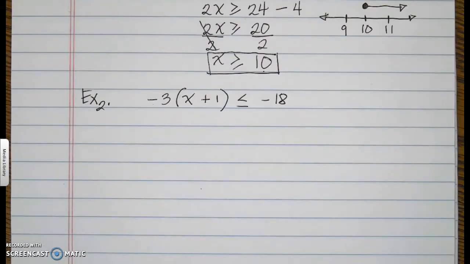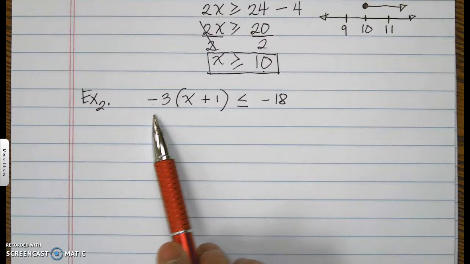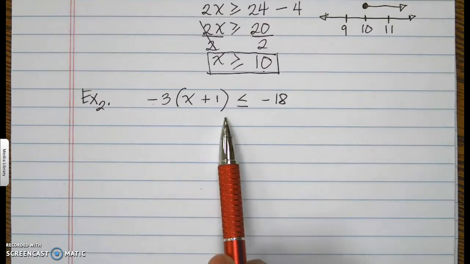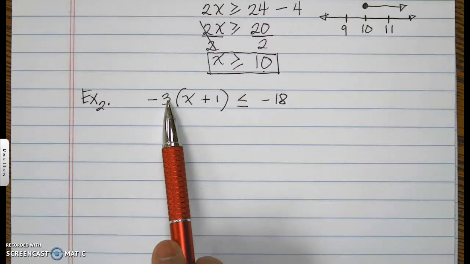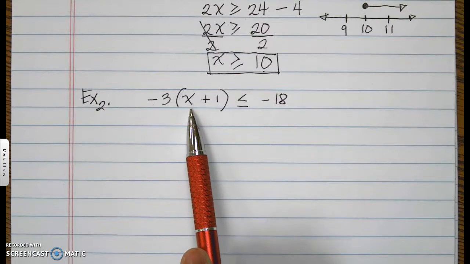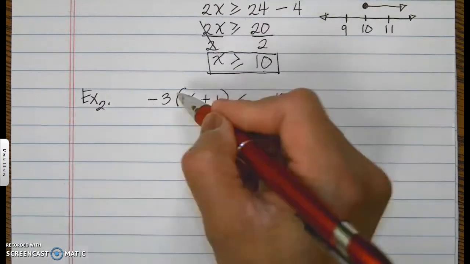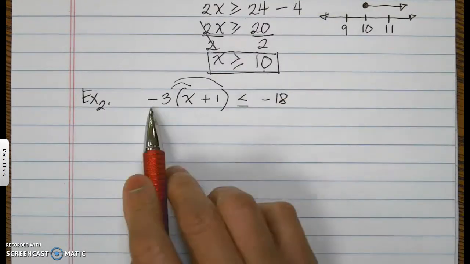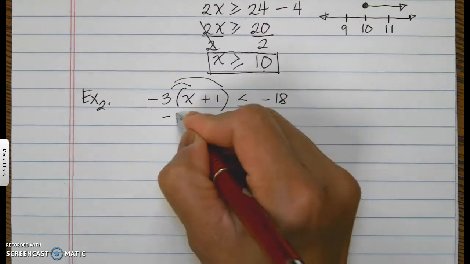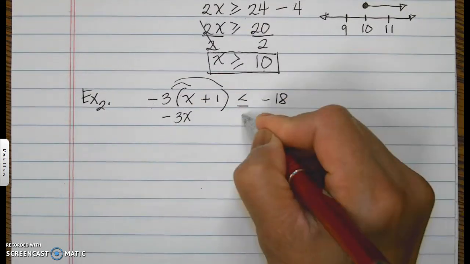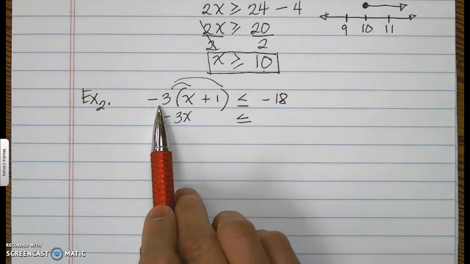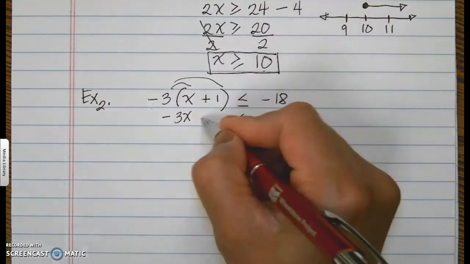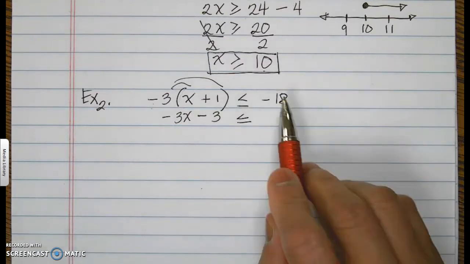For our example number 2, we have negative 3 parentheses x plus 1 close parentheses less than or equal to negative 18. What we're going to do first is distribute the negative 3 to x and positive 1. So let us begin. Negative 3 times x is negative 3x. By the way, I forgot, you have to write your inequality symbol first. Negative 3 times a positive 1 is a negative 3.